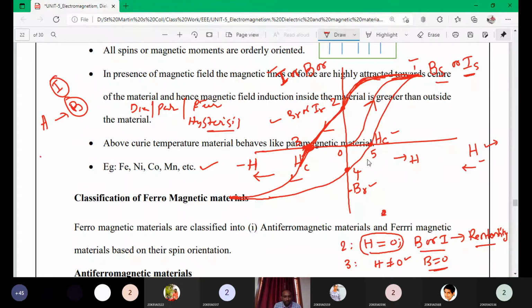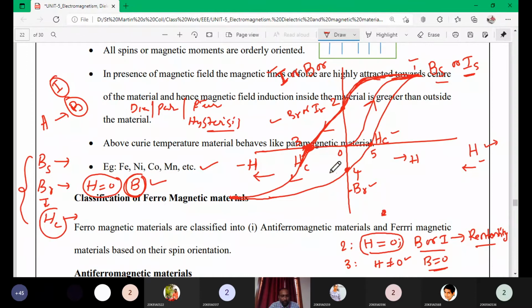In this hysteresis loop we have studied Bs, the saturation magnetization, and Br, the residual magnetic field or retentivity. When the external magnetic field is zero, the material still has some residual magnetic field. This we are calling retentivity. To make this residual magnetic field zero, we apply some external negative field, which we call the coercive field. These two definitions you can know from this hysteresis loop. So this is about ferromagnetic material.